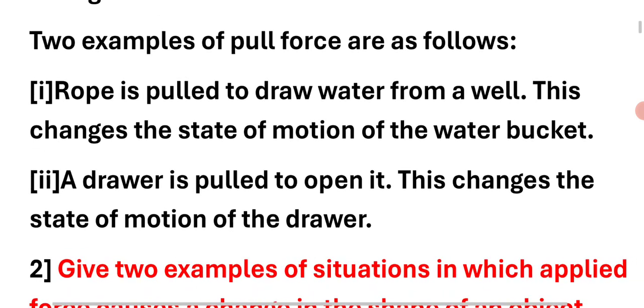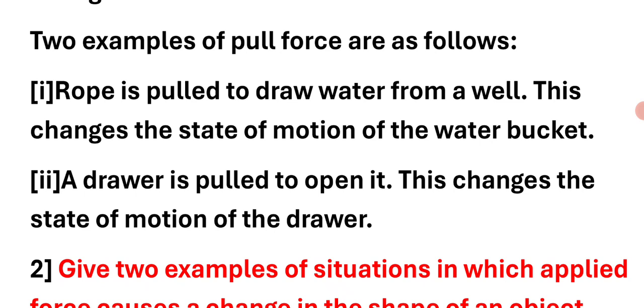2 examples of pull forces are as follows. Rope is pulled to draw water from a well. This changes the state of motion of the water bucket. Second one, a drawer is pulled to open it. This changes the state of motion of the drawer.